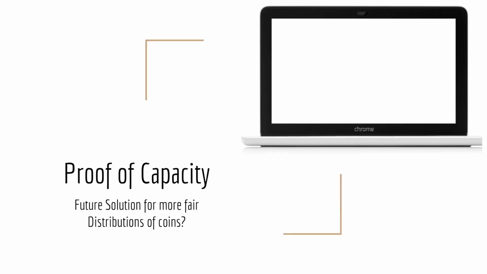So first of all, we have proof of capacity, the future solution for more fair distribution of coins and tokens. And that is put there as a question mark. Proof of capacity also is known as proof of storage or proof of space. I like the proof of capacity term due to the fact that it's POC, and if it would be proof of storage or space, it would also share the initials POS, which proof of stake already has and has established. So it would be a bit confusing. So that's why I'm hoping that people would use proof of capacity or something else which doesn't share the same initials as proof of stake.